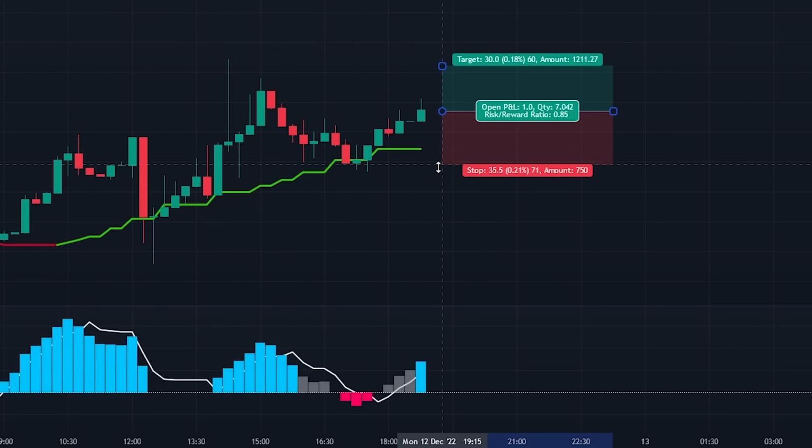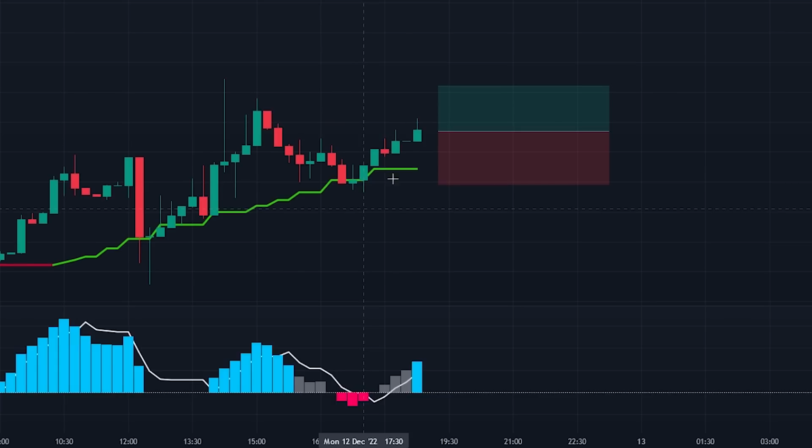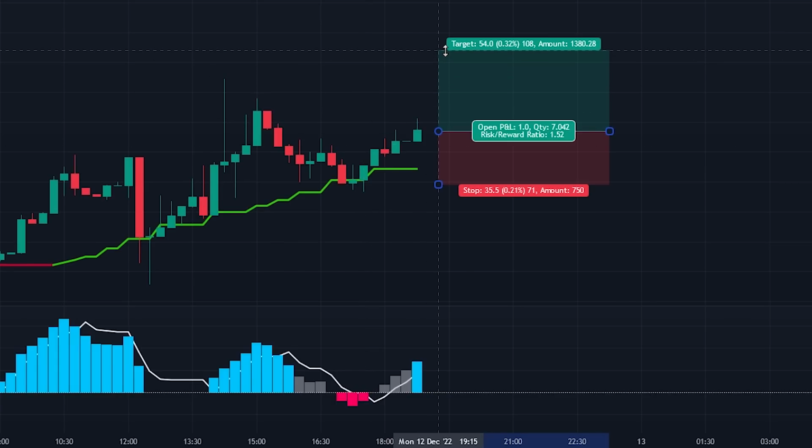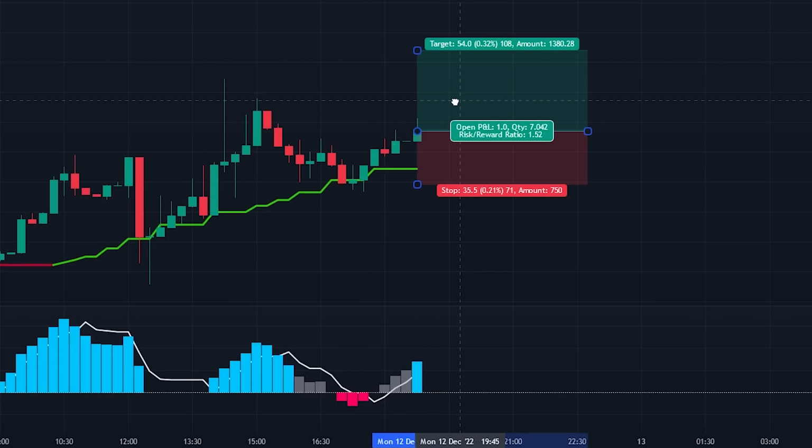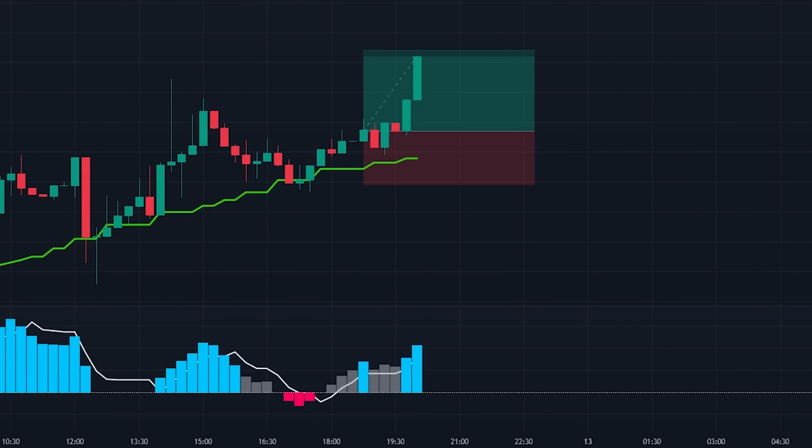We will place the stop loss at the recent swing low, and for the take profit, we will target a 1.5 times risk to reward ratio. Now let's see how the trade plays out.